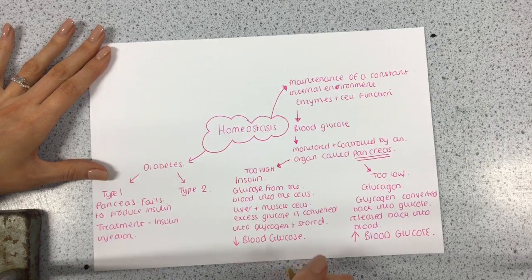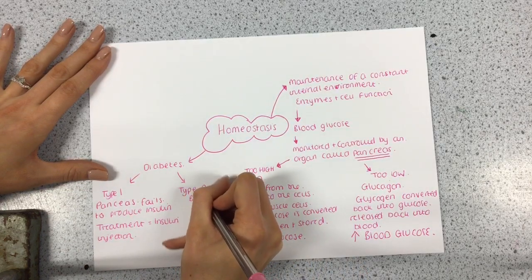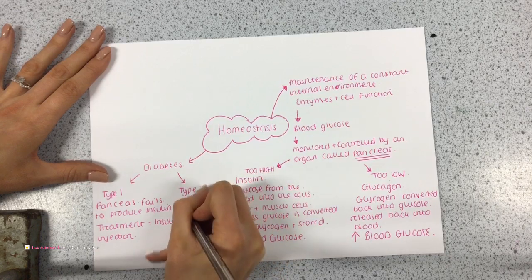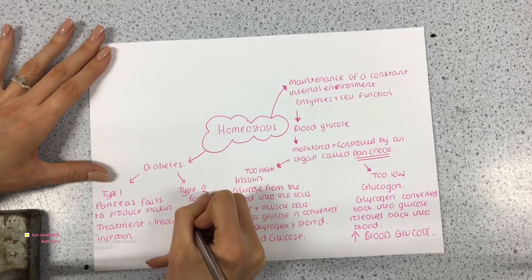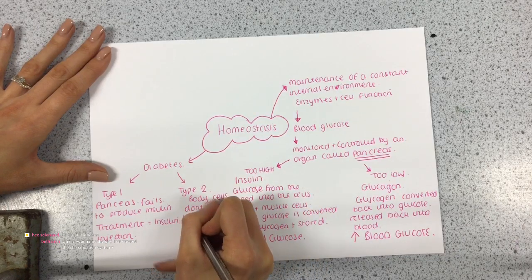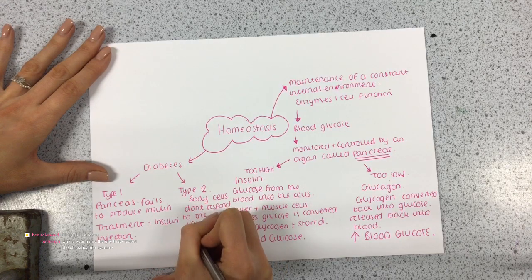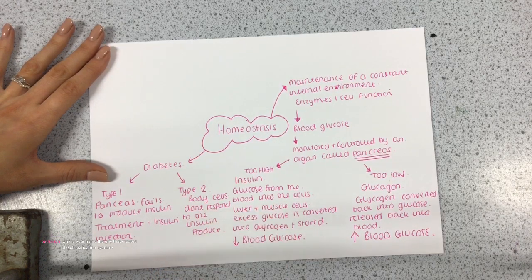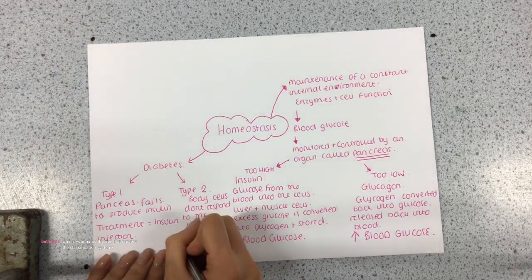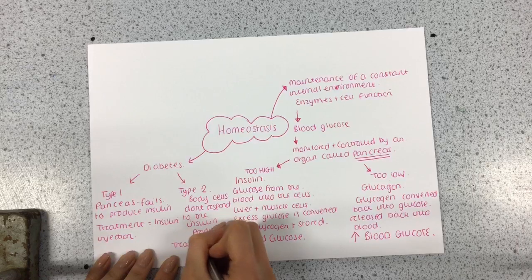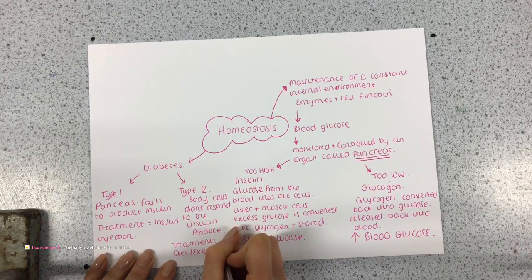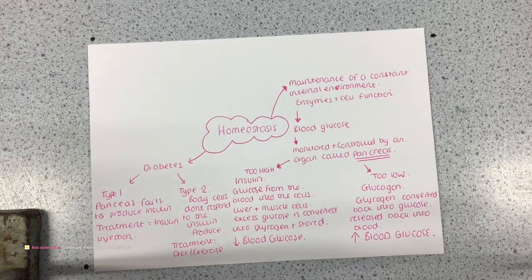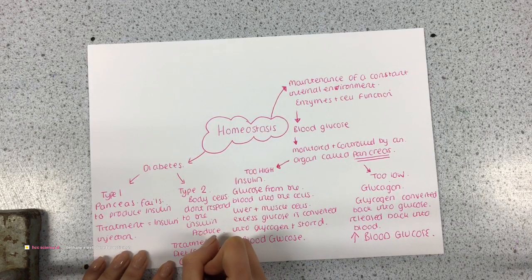Okay, type 2 is slightly different. This is where your body cells don't respond to the insulin produced. Now, the treatment is slightly different. People who've got type 2 diabetes can treat themselves through controlling their diet, but also through doing exercise as well. One of the risk factors associated with type 2 diabetes is obesity.